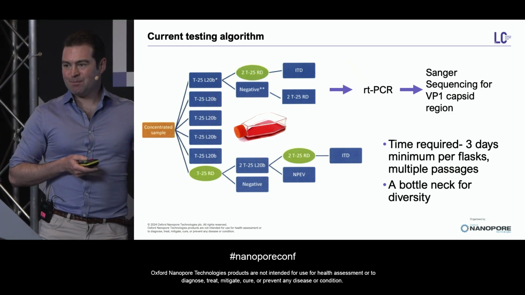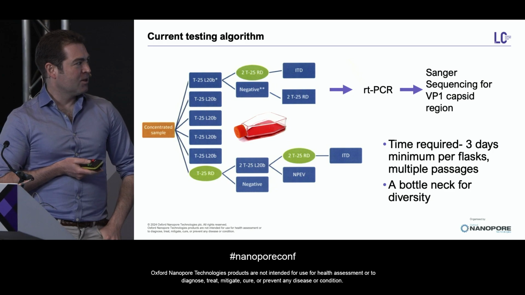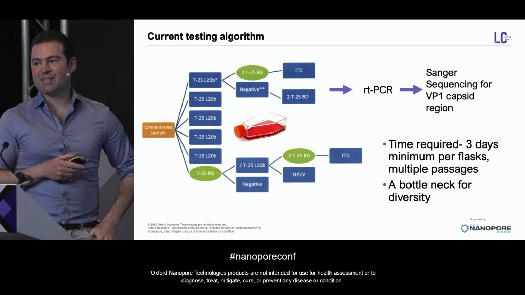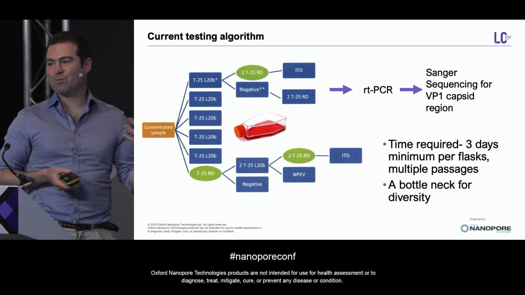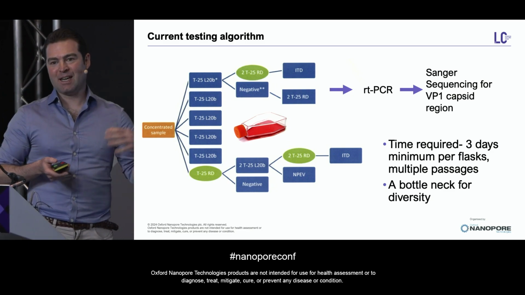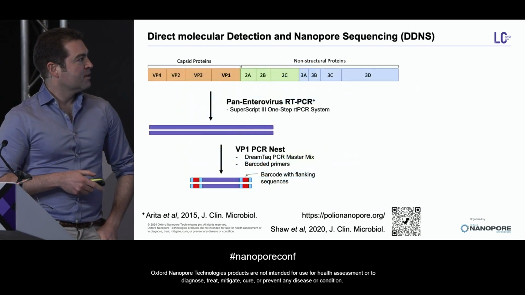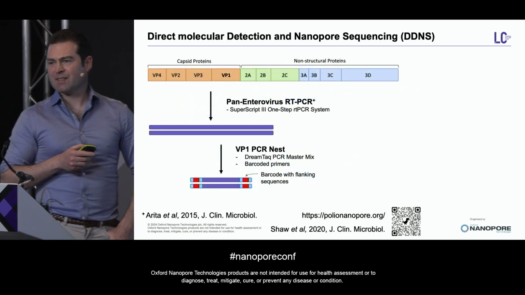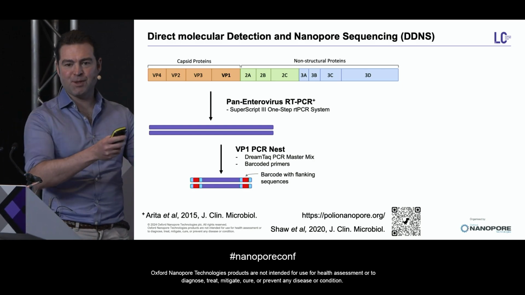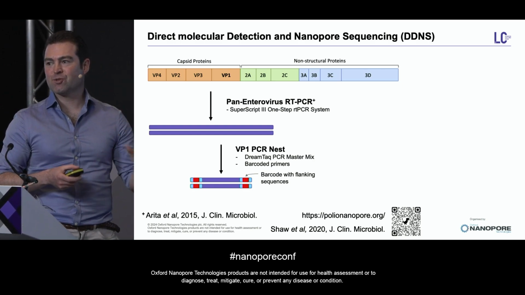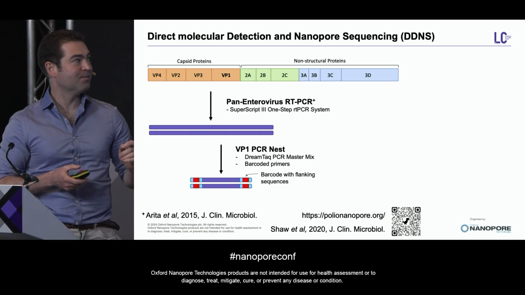So apart from the time concerns, we're losing a lot of potential response time. You've also got a bottleneck for diversity when you're growing these viruses in these flasks, because typically one strain might outcompete the other, and you'll miss anything else that was actually in that sample. So the approach we took, starting about 5 or 6 years ago now, was to try and remove that cell culture step and go straight to amplifying the virus directly from stool samples or from wastewater.